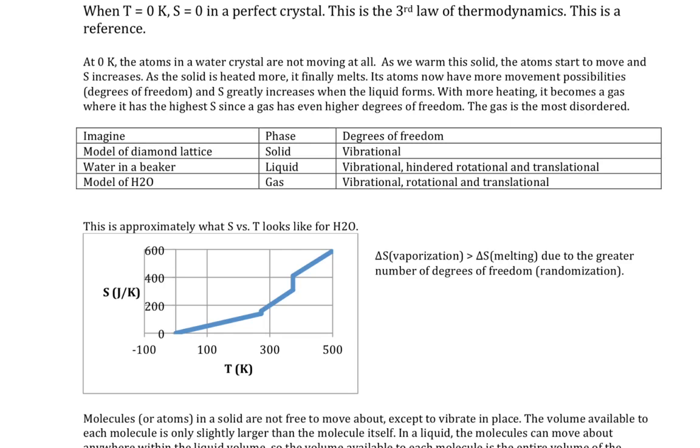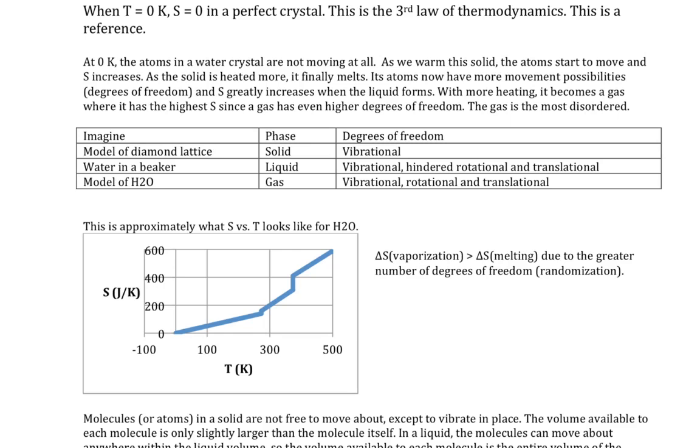So imagine a model of water. Water in the solid phase actually has the same structure as diamond does. And anyway, the atoms only can vibrate back and forth. So the degrees of freedom is only vibrational. In the liquid state of water, the atoms can vibrate, and there's hindered rotational and translational degrees of freedom available. In the gaseous phase, the vibrational and rotational and translational degrees of freedom, those are all unhindered. They go about, plus the volume is a lot bigger, so there's a lot more randomness.